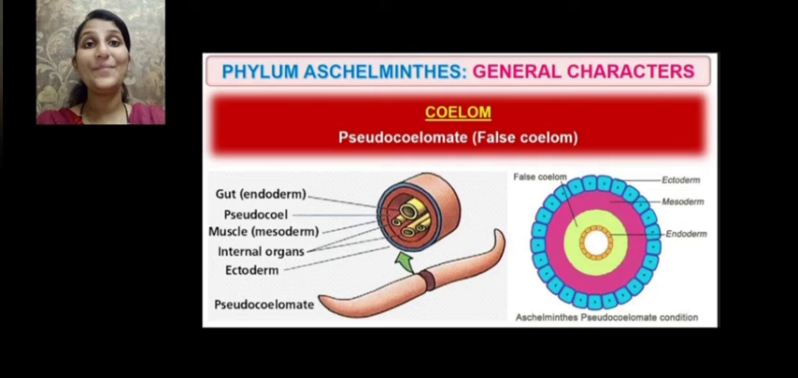And the coelom, they have a false coelom. That means they are pseudocoelomate. They have a false coelom over here. So that's why they are called pseudocoelomate. You can see the pseudocoelom over here, which is present between the body wall and the gut wall, in which the mesoderm is seen in the form of pouches.